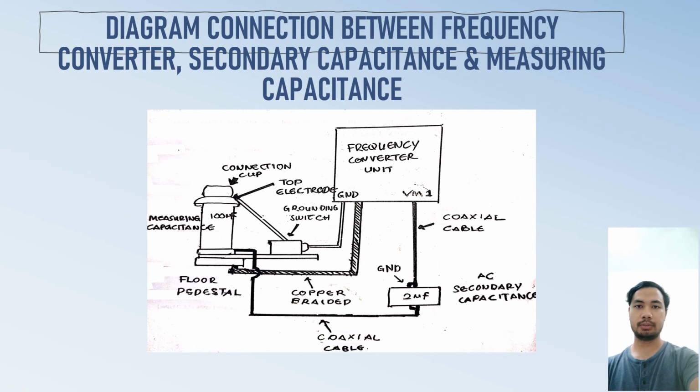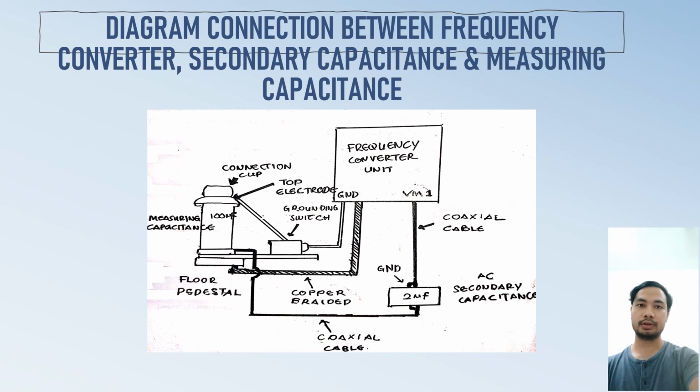This is the diagram connection between frequency converter, secondary capacitance and measuring capacitor. The diagram shows 4 equipment: the frequency converter located at the KFC cabinets, the measuring capacitor, which is 100 microfarad, the floor pedestal, and the secondary capacitance, which is AC, is 2 microfarad.